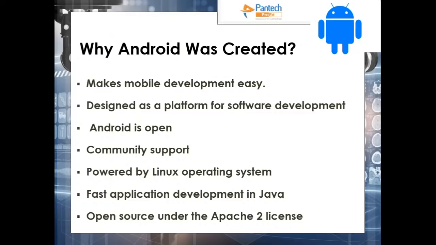For example, we are using Android with Java, and for Java we can work with Linux, or with Mac OS, or with Windows. So we have different types of platforms we can use. Android is open source. Whoever knows the Java language can develop an Android application and publish it to the Google Play Store, with community support, and it is powered by the Linux operating system.